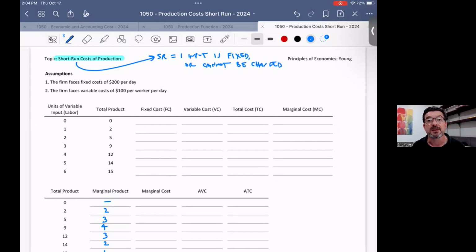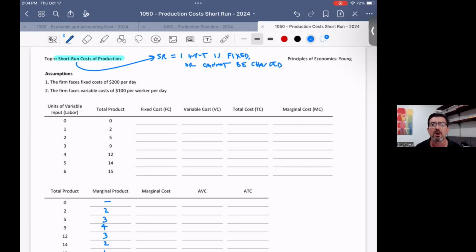In contrast, in economics, in the long run, which we'll learn about later, nothing is fixed. The long run is the period of time in which all resources can be adjusted and the firm can add any resource it wants because nothing's fixed.